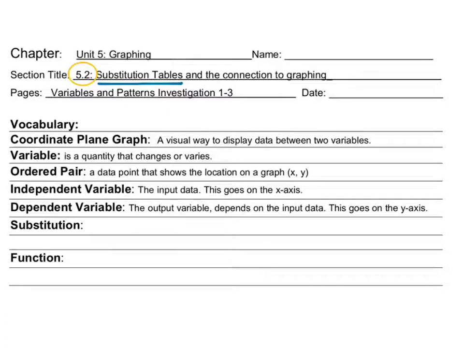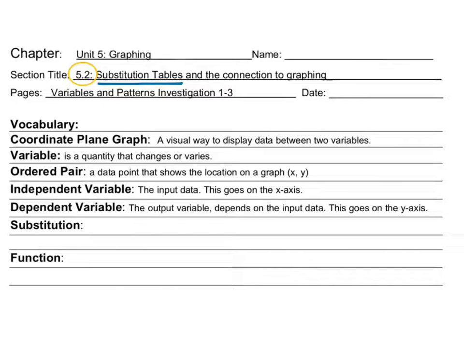The independent variable is the input data, and it goes on the x-axis. The dependent variable is the output data. It depends on the input data and goes through a process, often with the operations. We'll show you those momentarily. And the dependent variable information goes on the y-axis.